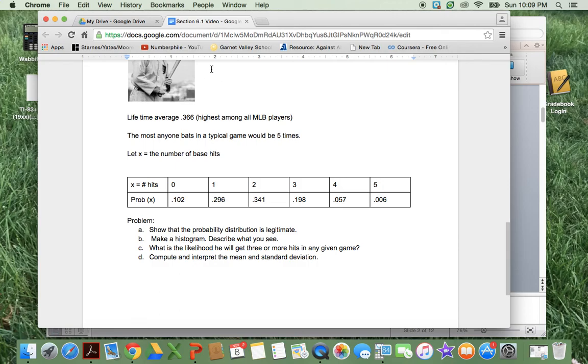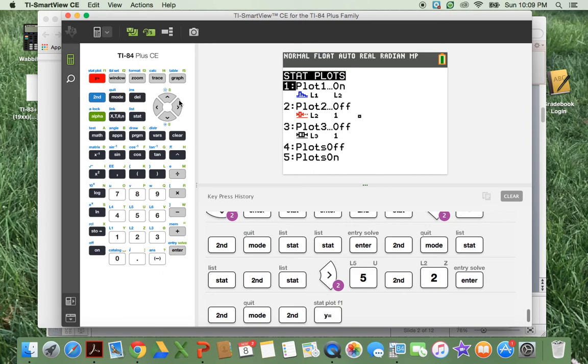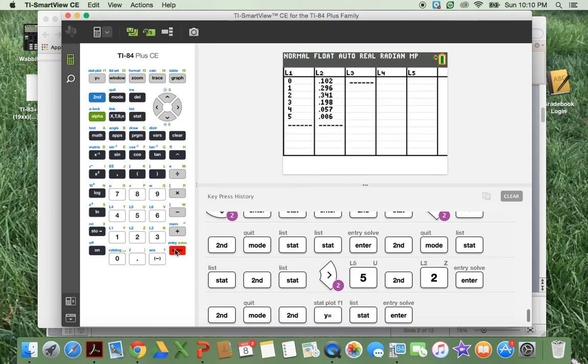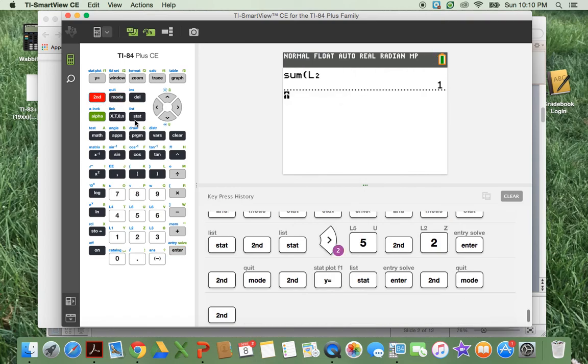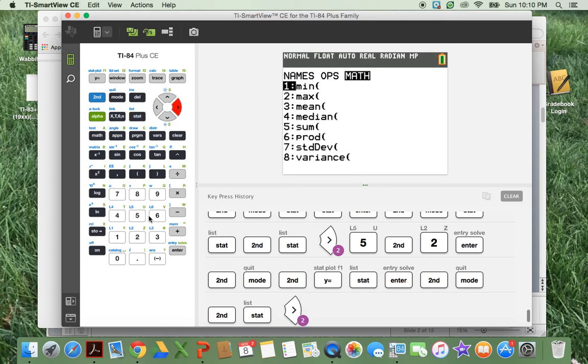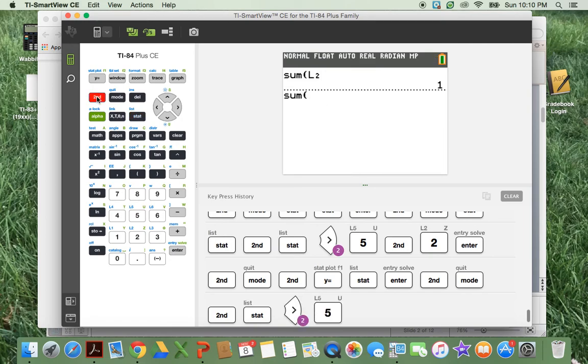We're going to do this on the graphing calculator. Take out my graphing calculator, and I'll go into my list. I put in 0 through 5, and I put in the corresponding probabilities. I'm going to quit and do second stat. I'm going to make sure that the sum for L2 is equal to 1. And it is, which is good because that's what we needed.